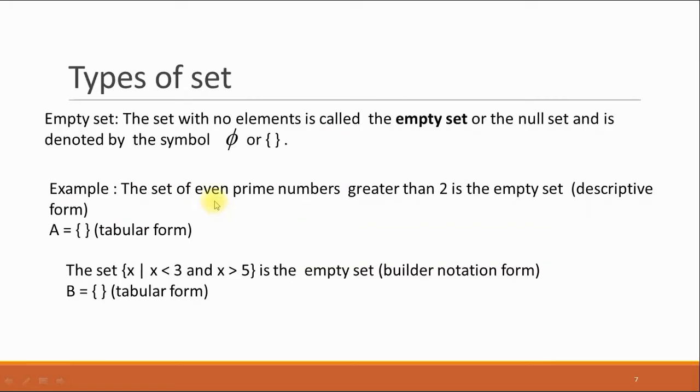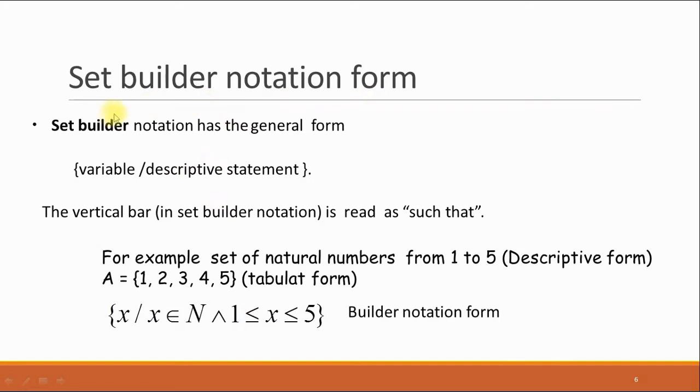Now set builder notation form. Set builder notation form has the general form: set of all variables such that, then putting the descriptive statement. The vertical bar in the builder notation form is read as "such that". For example, how do we write this descriptive form in builder notation form? The descriptive form is the set of natural numbers from 1 to 5.